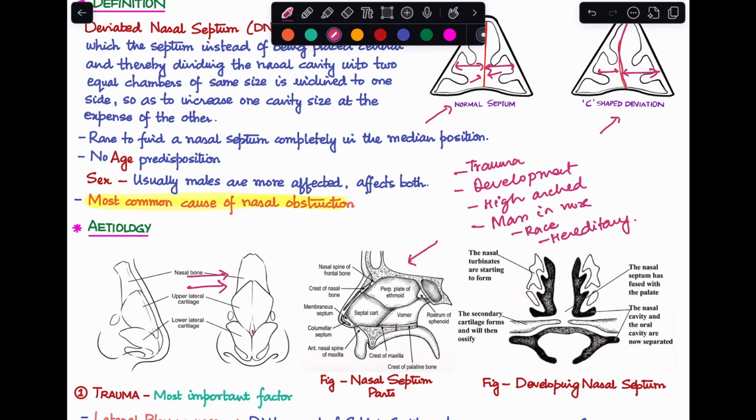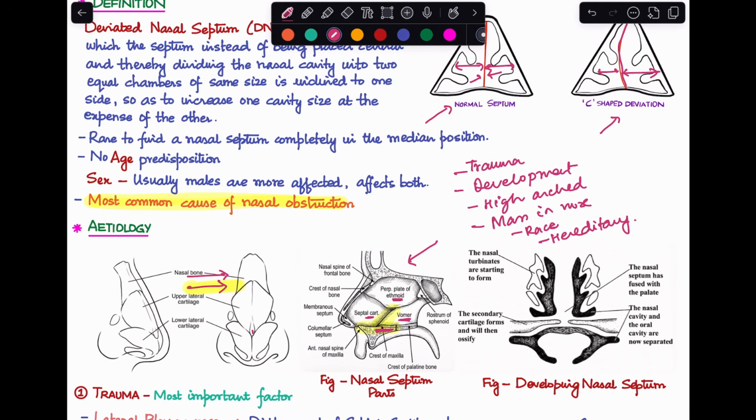Now let's look at the second image here. This is the image of the nasal septum, the parts of it. So we have the septal cartilage here, we have the perpendicular plate of ethmoid, vomer, and this is the crest of maxilla. So here what happens is, if you get a lateral blow to the nose, the septal cartilage can get displaced from this vomerine groove and from the maxillary crest inferiorly. So that is how it can lead to displacement of the nasal septum.